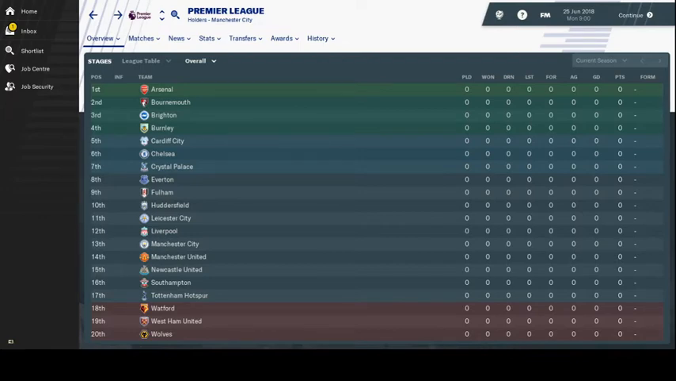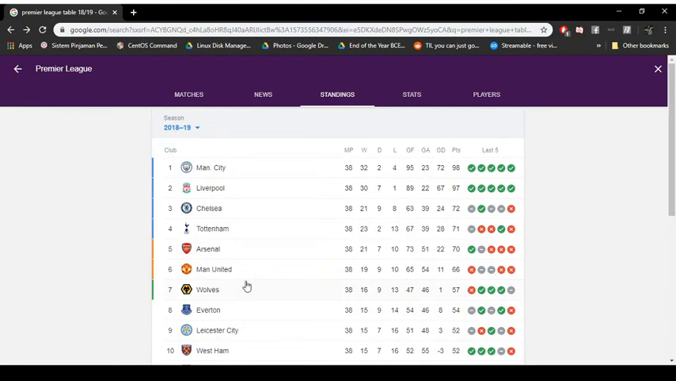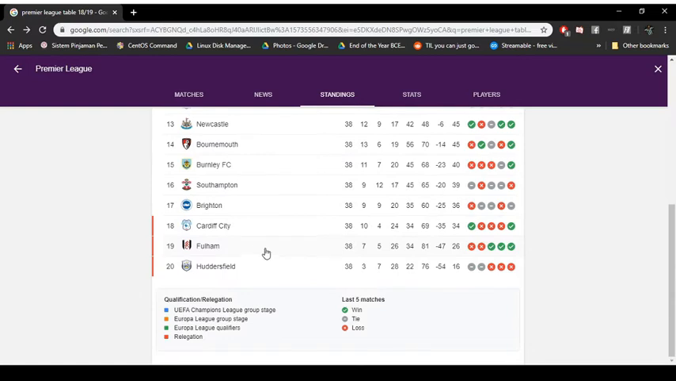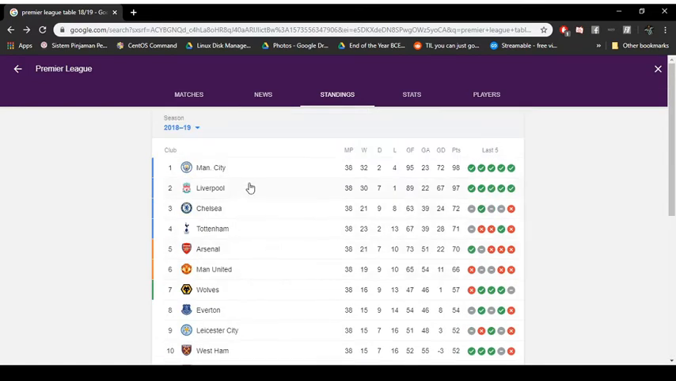Based on last season's results, as we may know, Manchester City won the league by 1 point versus Liverpool on 97 points, followed by Chelsea, Tottenham and Arsenal. The bottom three were Cardiff City, Fulham and Huddersfield. Right now we're trying to emulate the results based on this current result.